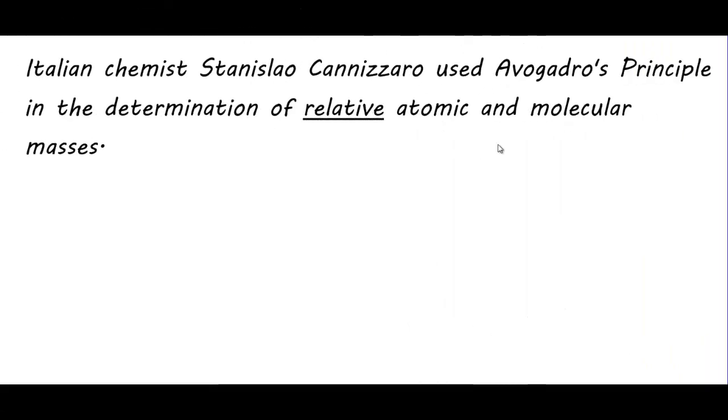Avogadro's principle would remain largely unrecognized by the scientific community until the year 1860, when a fellow Italian, the chemist Stanislao Cannizzaro, would use Avogadro's principle to assist him in the determination of relative atomic and molecular masses.